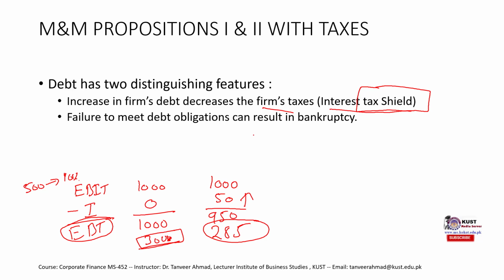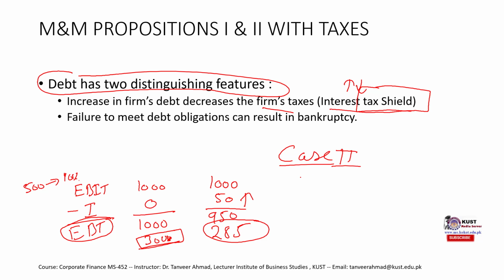A failure to meet debt obligations can result in bankruptcy. So the idea that we are discussing here is that debt has two features. One is related to the interest tax shield: if interest increases, the tax would decrease. The second is the idea that there is bankruptcy. If you remember, we had case 2, and in case 2 we relaxed the assumption of no taxes. We have taxes, but we assume that there is no bankruptcy cost. This is what we would maintain here.